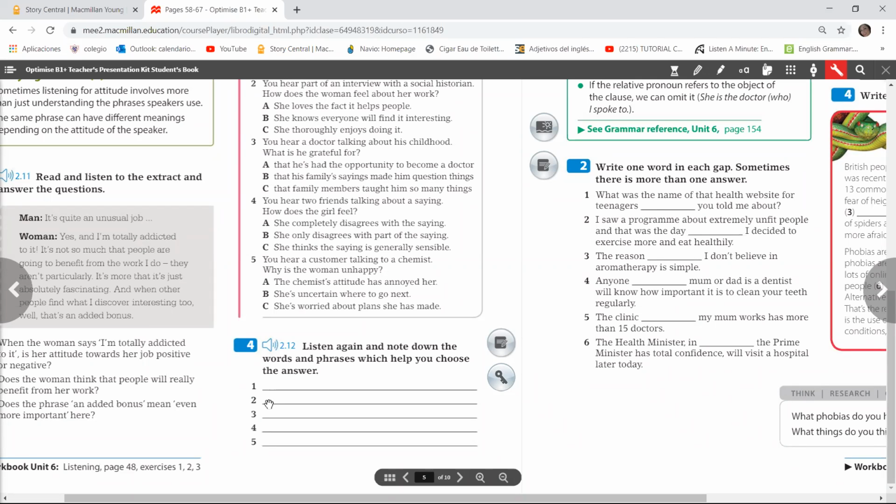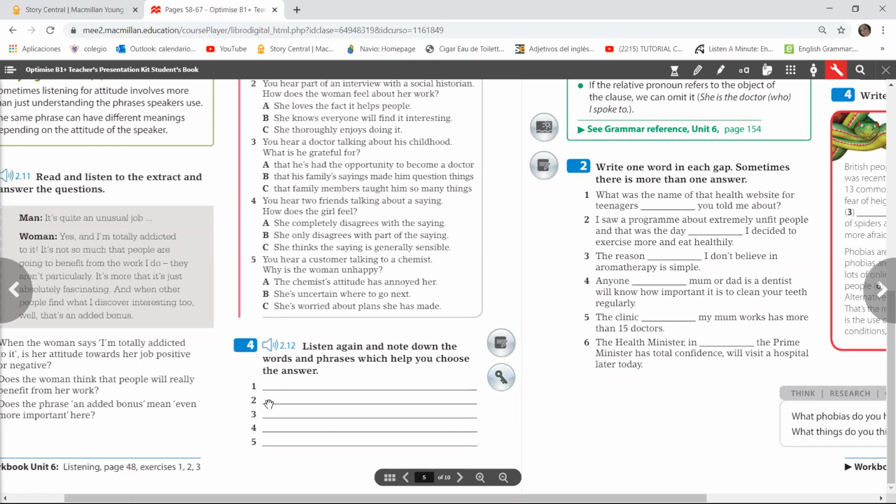I appreciate that. Esa sería la frase. I appreciate that. Yo aprecio eso. Yo aprecié eso. ¿Ok? I appreciate that. Yo lo aprecié. ¿Ok? Now, the number 4.